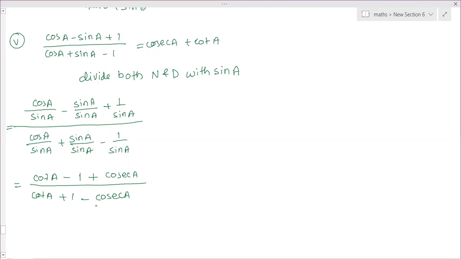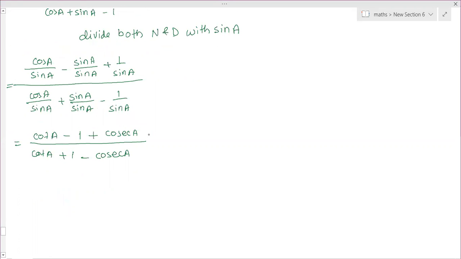Now we have it in the form of cot and cosec. Further, we have to write this properly: cosec A plus cot A minus 1. So we have written cosec first, then plus cot A and minus 1 at the end. Denominator, keep this as it is, it doesn't matter: cot A plus 1 minus cosec A.